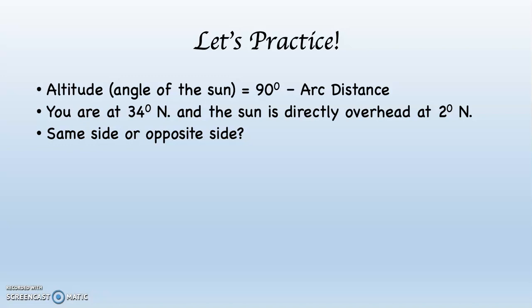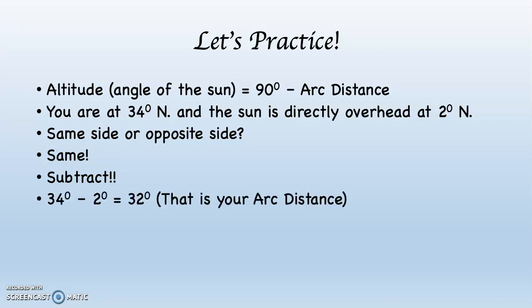Is 2 degrees north on the same side or the opposite side of the equator? In other words, the same hemisphere or the opposite hemisphere from your position? Same. Same side, subtract. So we're going to take 34 degrees minus 2 degrees equals 32 degrees. That's your arc distance. In other words, that's how many degrees you are when you are at 34 degrees north away from the subsolar point on the days when the subsolar point is at 2 degrees north.